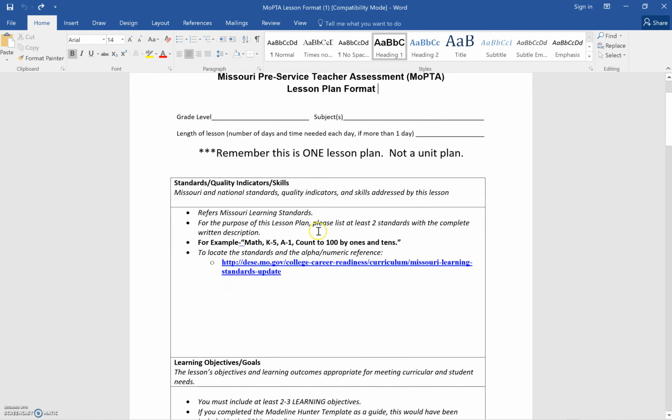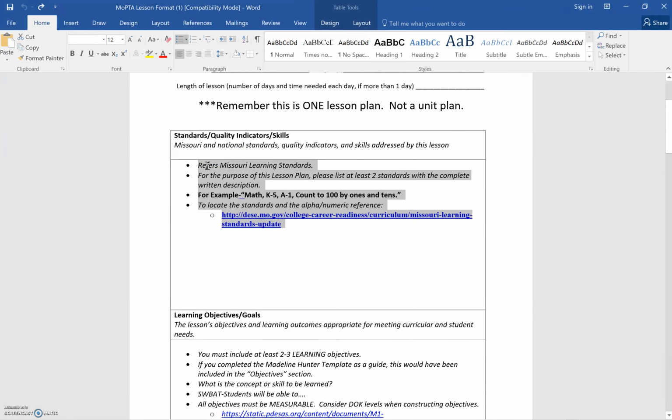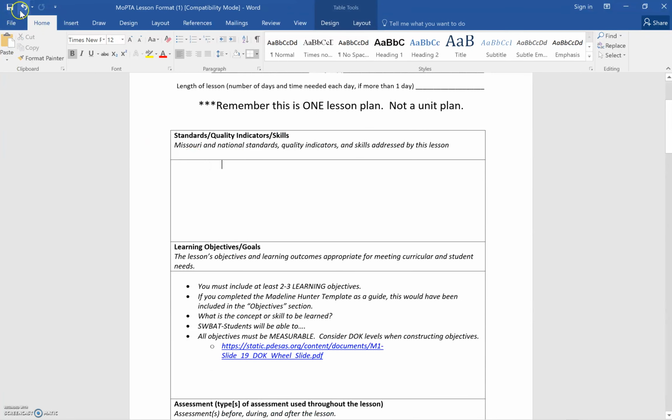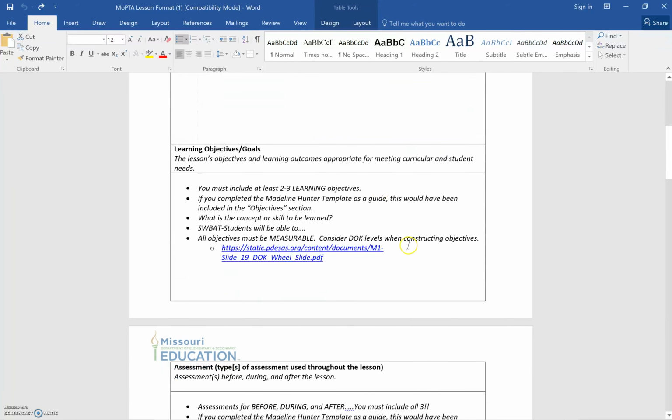The first section on this template is for the standards. This refers to the Missouri Learning Standards, and I have a link here where you can find them, and I've given you an example of exactly how to write those out. You need at least 2 standards in this section. Once again, you're going to delete my directions out and type in your own information right there in the template. The next section is for learning objectives and goals.